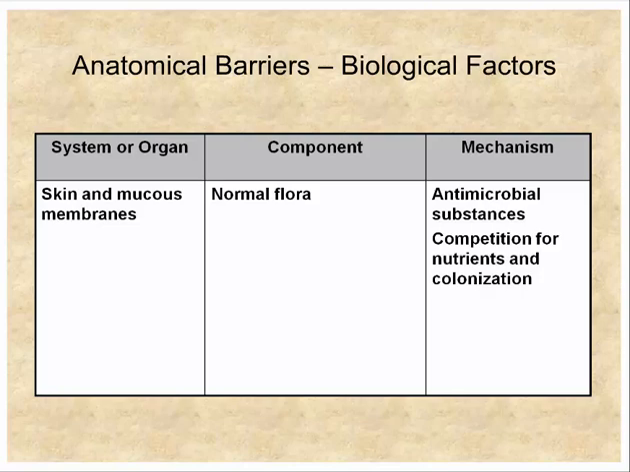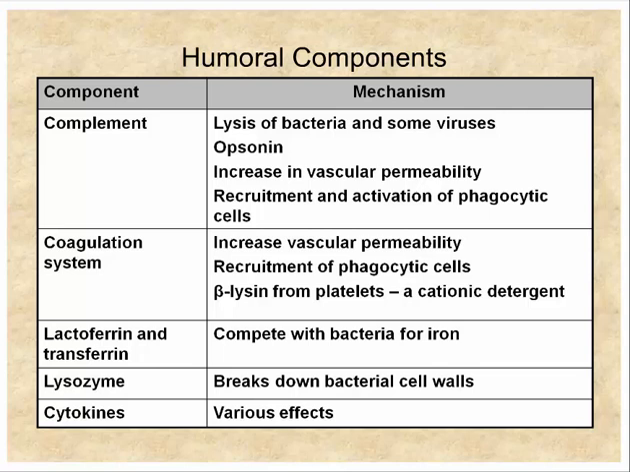In addition, the normal flora can actually produce substances that kill other bacteria. Bacteria have this ability to make what are called colicins, and colicins kill other bacteria. So they will secrete these colicins and destroy pathogens. And then we have the humoral components. And again, we'll just very briefly go over this because we're going to talk about complement a lot in the next hour. Complement, as we're going to see, can lead to lysis of the bacteria and also some viruses.